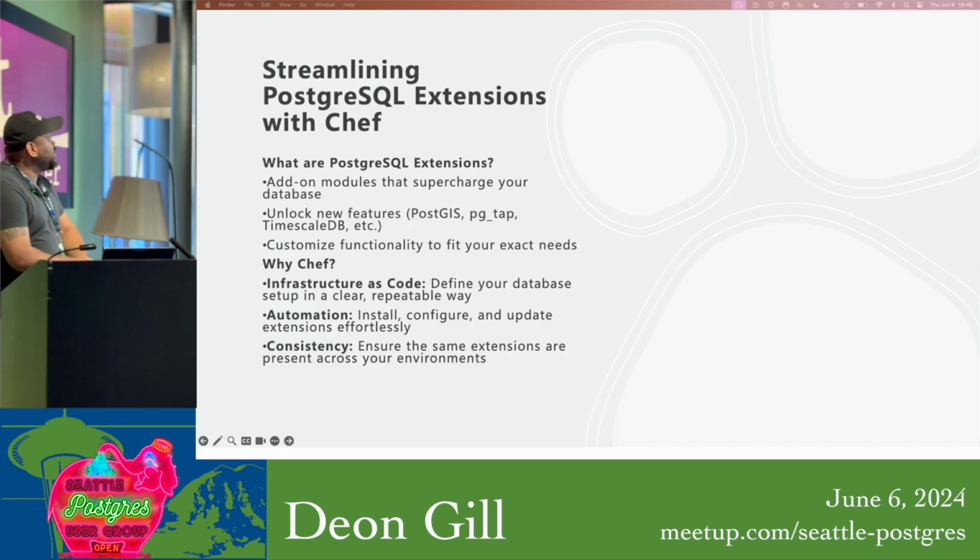Next, we're going with streamlining Postgres extensions with Chef. If you don't know what Postgres extensions are, they're just add-on modules that you can use to supercharge your database. They unlock new features. Some examples are PostGIS, pgTAP, and TimescaleDB. These are customized functionality to fit your exact needs. Whatever extensions you need to run for your environment, those are the extensions that you have.